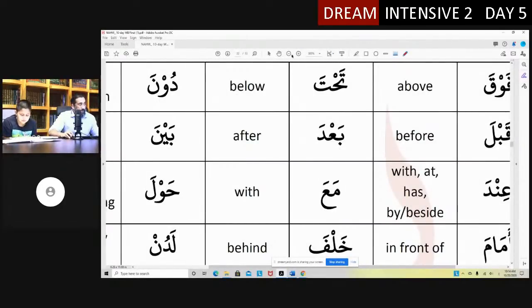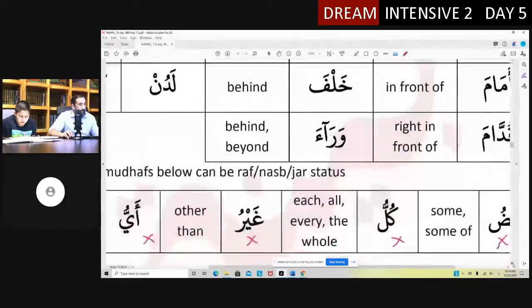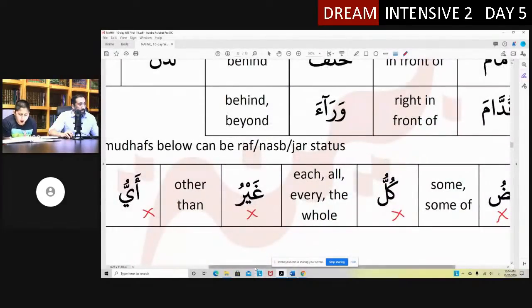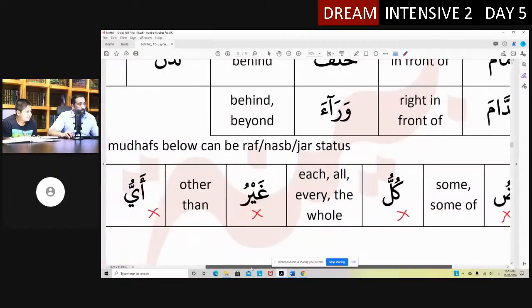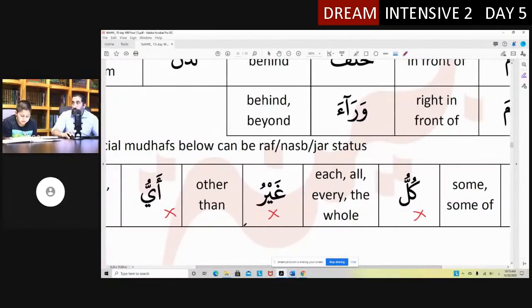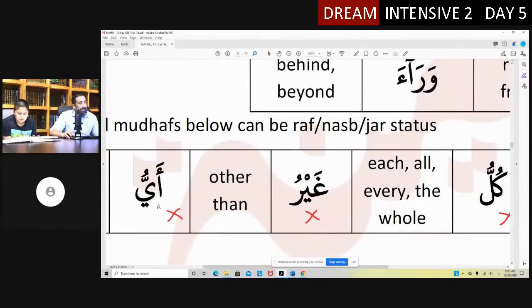The exception is these guys at the bottom. Let me show you these guys. Ayyu, ghayru, kullu, ba'du. You'll become more and more used to this vocabulary when we do vocabulary work. For now, you don't have to memorize them unless you're amazing Muslims. You can just learn their meanings. But if you didn't, it's okay because when we get into vocabulary study, this will come up anyway. These words are 99% of the time mudaf, but sometimes they're not.